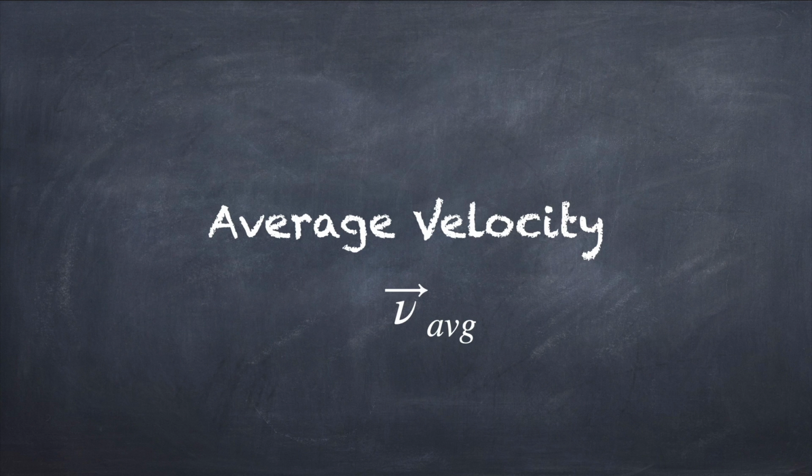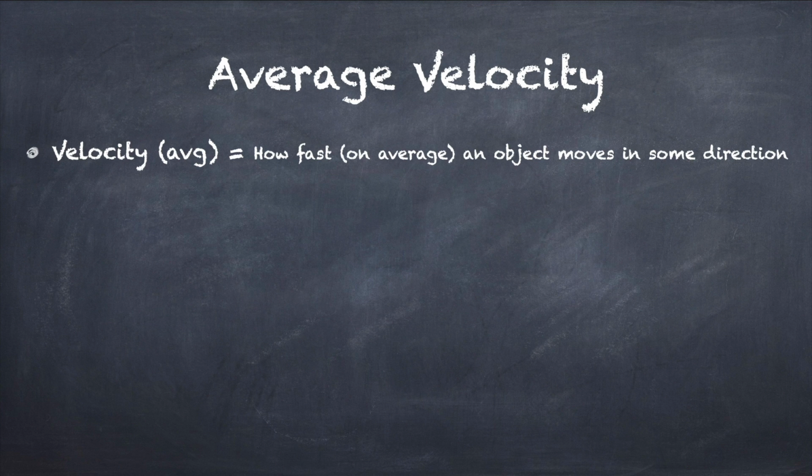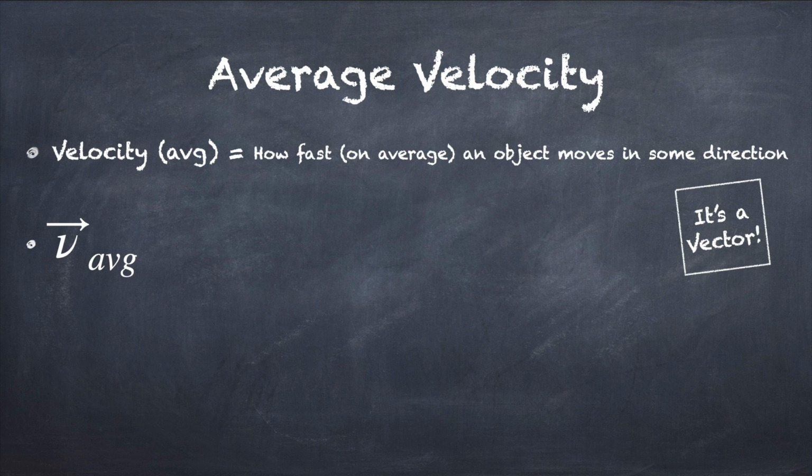This video is all about average velocity. Average velocity tells us, on average, how fast an object moves in a given direction. Because direction is important, this is another vector quantity. To denote average velocity, we use the variable nu, which looks kind of like a v, but with a little more style. And we'll subscript this with an average. The arrow on top denotes that this is a vector.